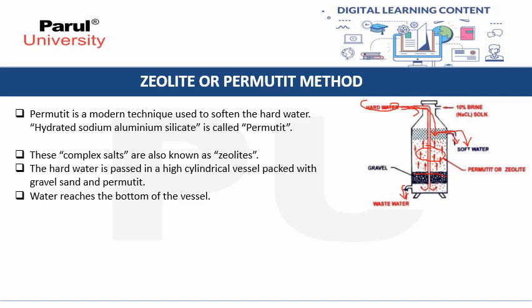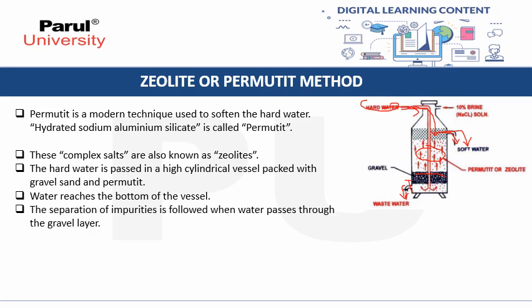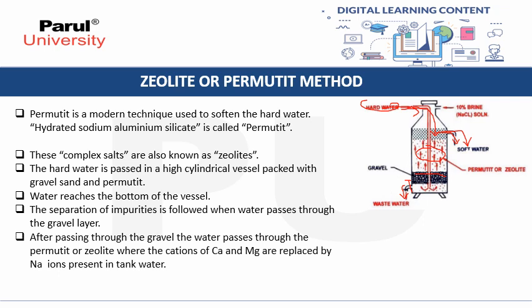After the complete procedure, the wastewater tap is opened and the waste is rejected. The separation of impurities follows when water passes through the gravel layer. After passing through the gravel, the water passes through the permutit or zeolite, where the cations of magnesium and calcium are replaced by sodium ions present in the tank water.